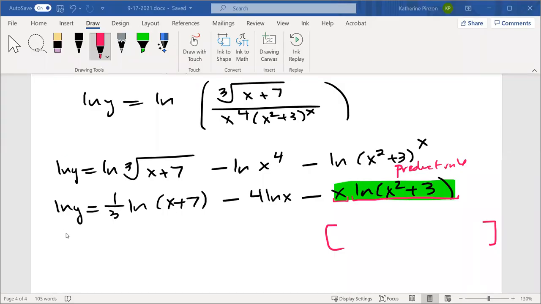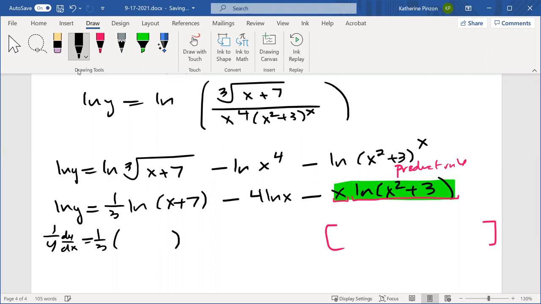Okay, here we go. What's the derivative of the left-hand side? Yeah, 1 over y dy dx equals 1/3 times derivative of natural log of x plus 7. 1 over x plus 7 times 1, right? Because the derivative of x plus 7 is 1. Okay, minus 4 times, what's the derivative of natural log of x? 1 over x times 1, good.